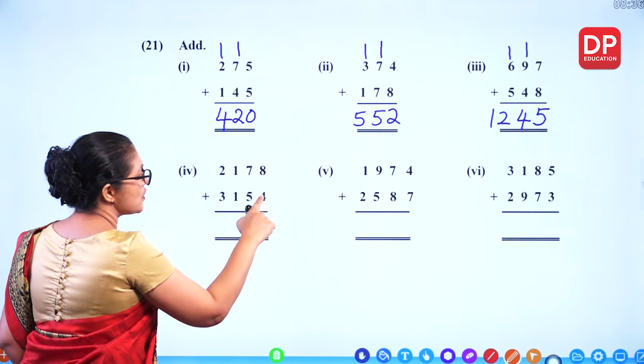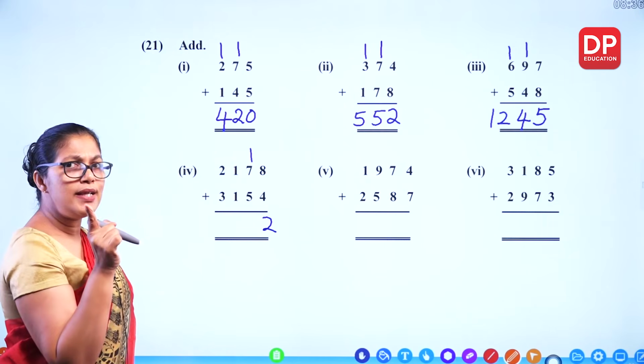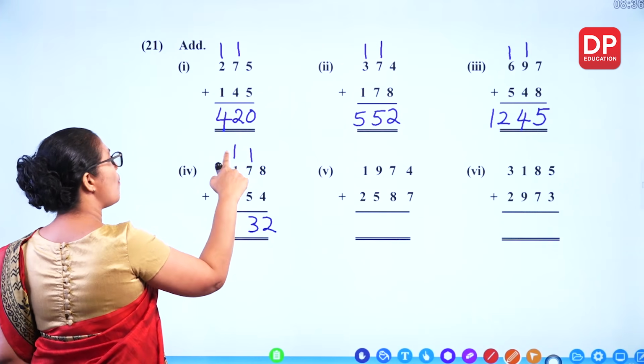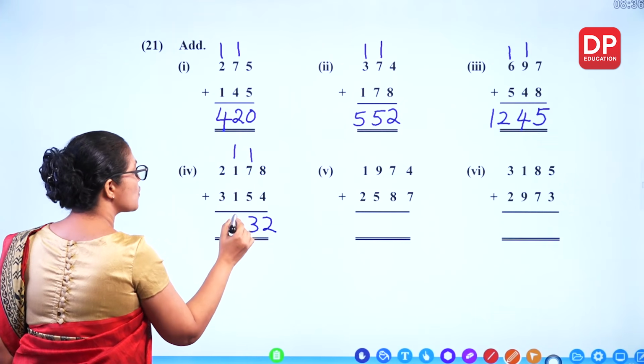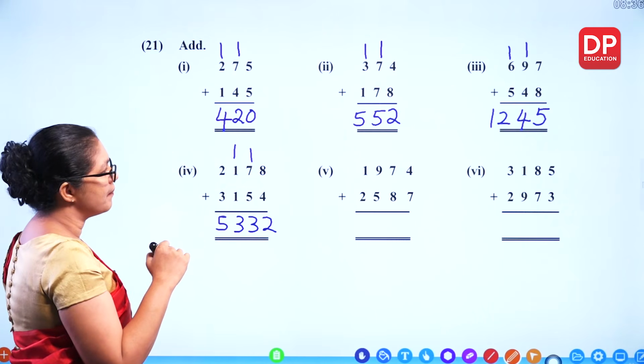Here 8 plus 4, 12. Take 1 there. 7 plus 1, 8. 8 plus 5, 13. Take 1 here. 1 plus 1, 2. 2 plus 1, 3. 3 plus 2, get 5.